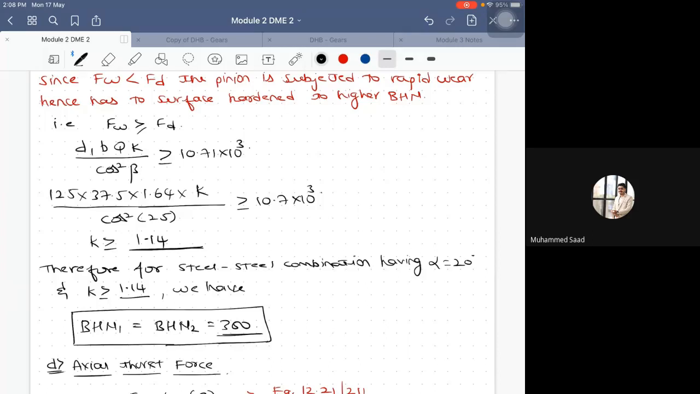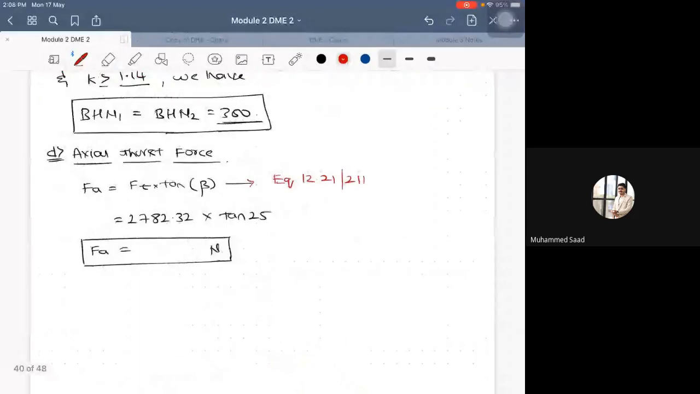Okay. If you just see the question carefully, at the last he has asked to calculate the axial thrust force. This axial thrust force would only come in helical gears. It will not come in the spur gear. It would only come in the helical gear. For that, you have a formula given by equation 12.21 on page 211, which says Fa, which is the axial thrust force, is equal to Ft, which is the tangential force, into tan beta. Beta is your helix angle. Just substitute and calculate your axial thrust force. Which is the value?